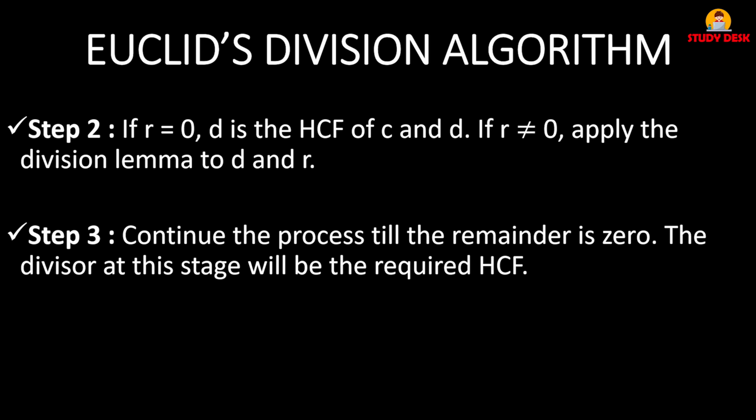So the third step is we will continue the process till we get the remainder as 0. The divisor at this stage will be the required HCF.